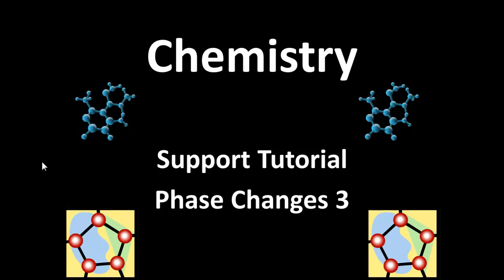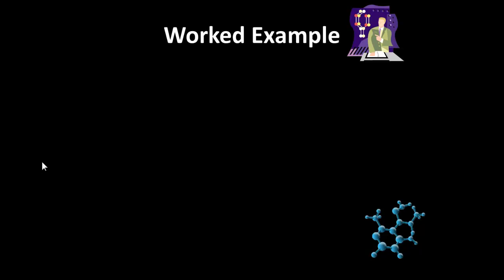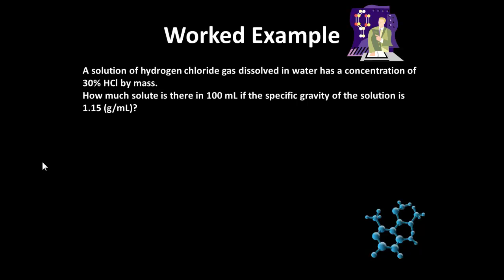This is the third of our support tutorials on phase changes in chemistry. Let's consider a worked example building on our second tutorial. A solution of hydrogen chloride gas dissolved in water has a concentration of 30% of HCl by mass. So how much solute is there in 100 milliliters of the solution if we have the specific gravity of the solution as 1.15 grams per milliliter? Okay, where do we start here?